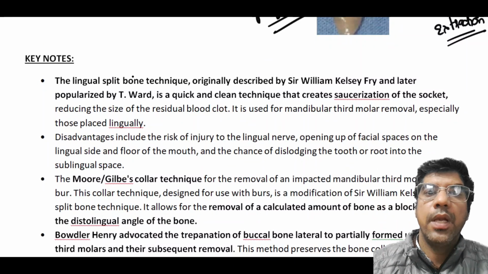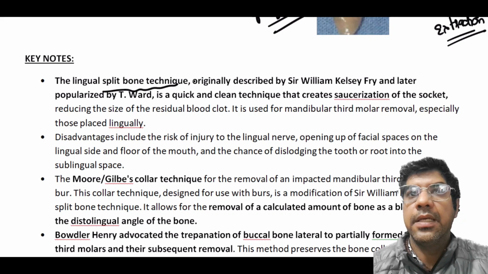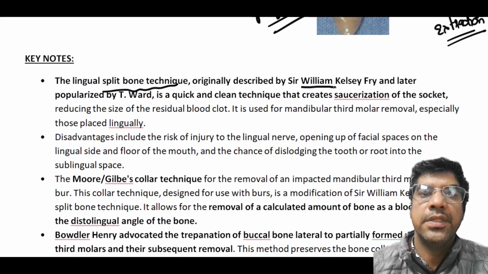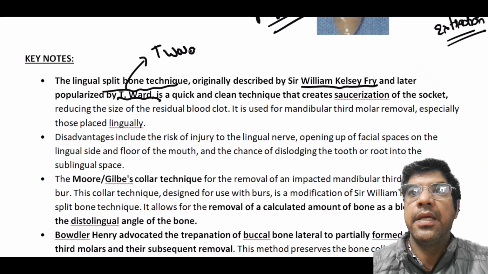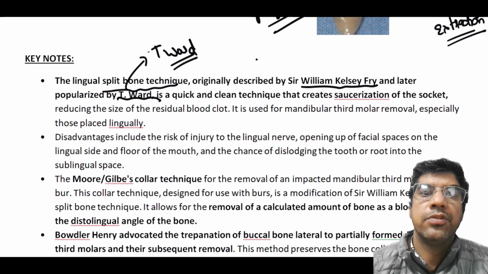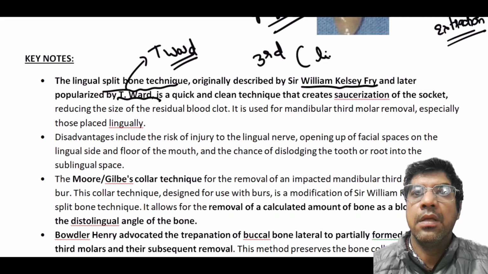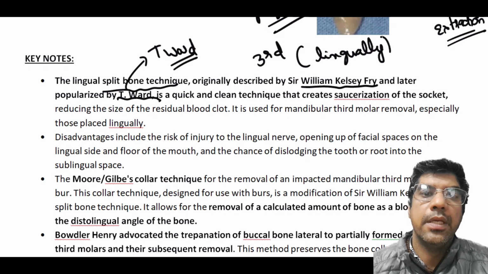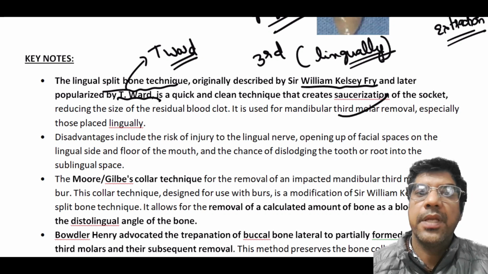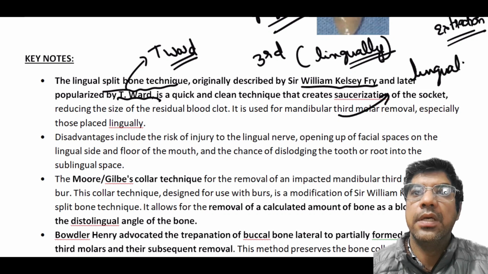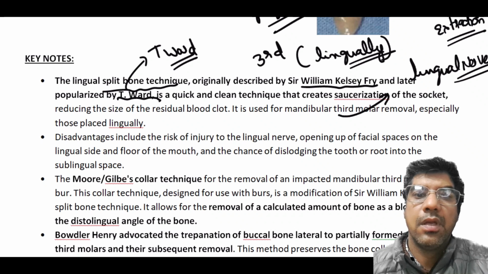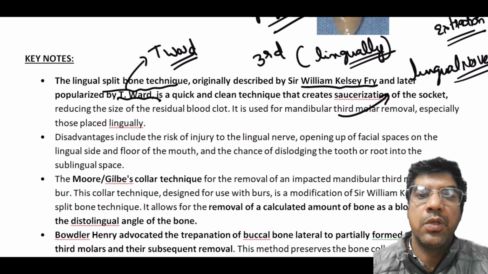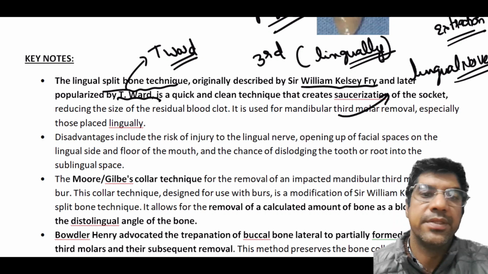The other is the lingual split bone technique. Remember, it was given by Sir William Kelsey Fry and later popularized by T. Watt. It is used for removal of mandibular third molar, particularly those teeth that are positioned lingually. Remember, there is risk of injury to the lingual nerve. Also, there are chances of dislodging the tooth or root into the sublingual space.